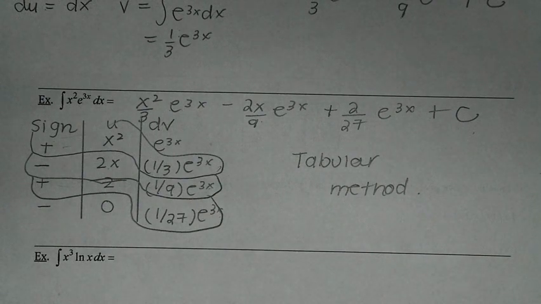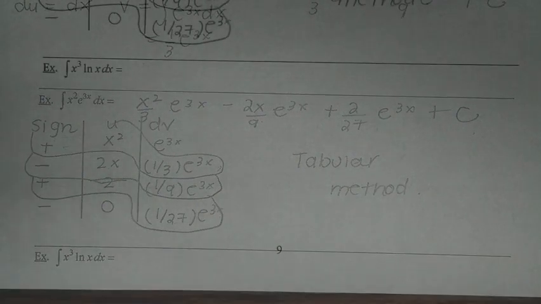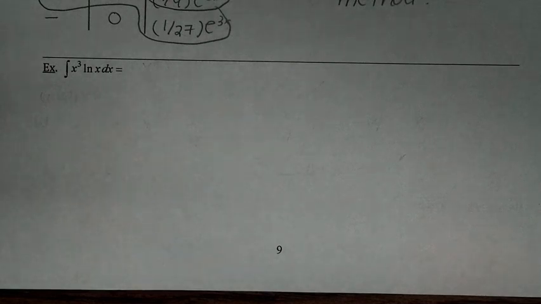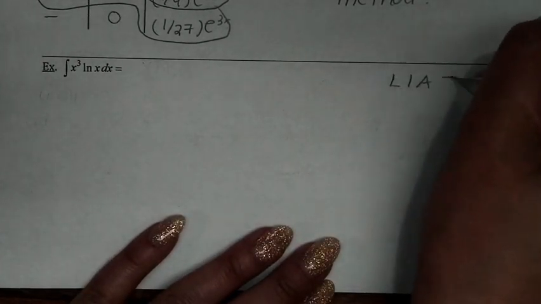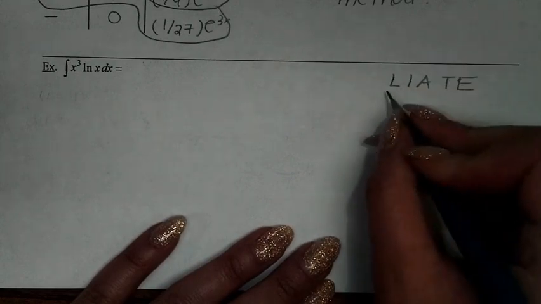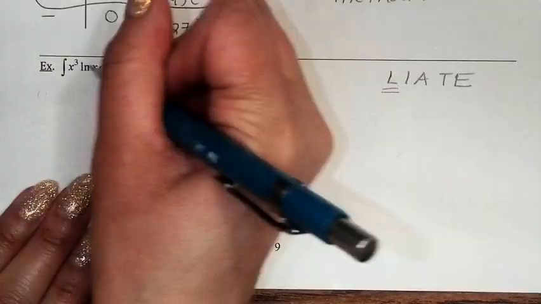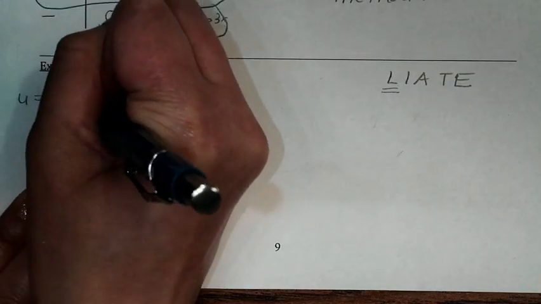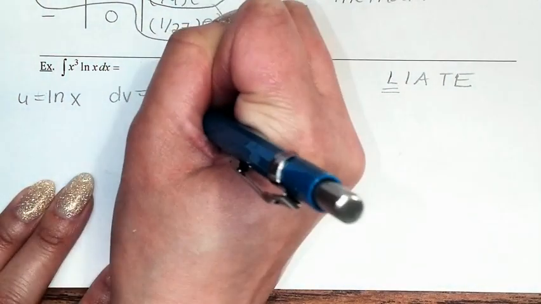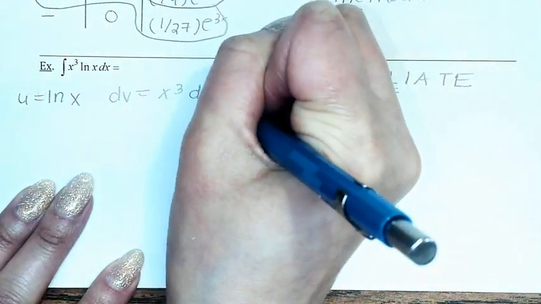Otherwise, I would recommend you to do integration by parts, okay? So for this problem, you have the integral of x^3 natural log of x dx. The first thing you need to remember is your priority list here. The log is very, very high, so your u is going to be the natural log of x, and dv is going to be x cubed dx.